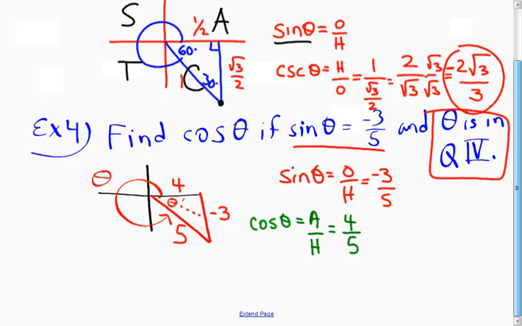Now, lastly, just make sure whether you're positive or negative. All students take calculus. Cosine is positive in quadrant 4, because the x-coordinate is what the cosine is. That 4 is positive. And the hypotenuse is always positive. A good note: we never make the hypotenuse negative. It's either the x or the y coordinate or both that could be negative.